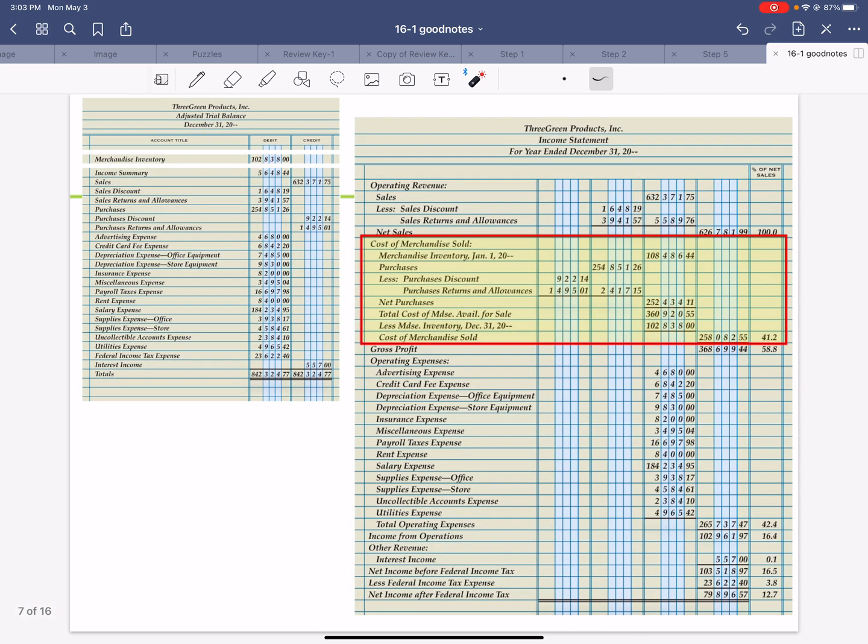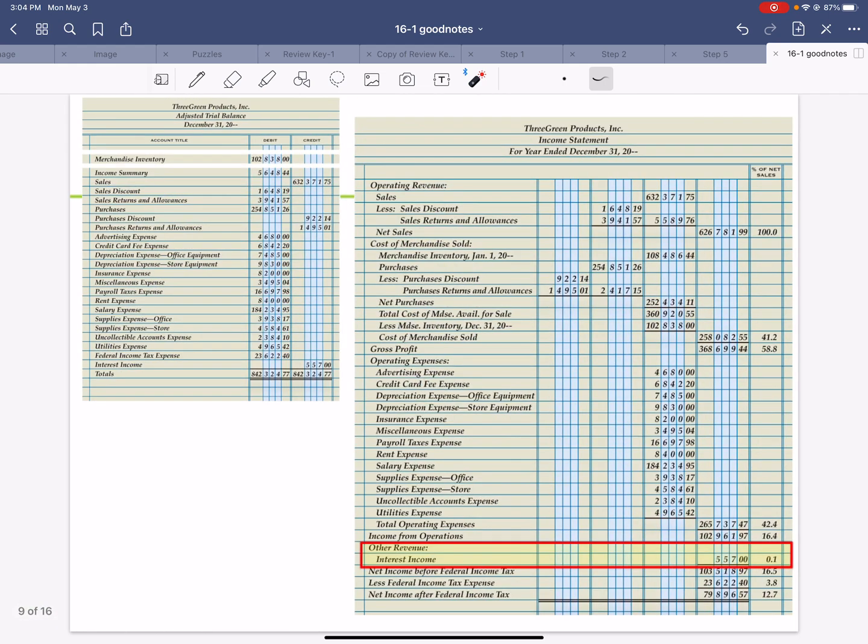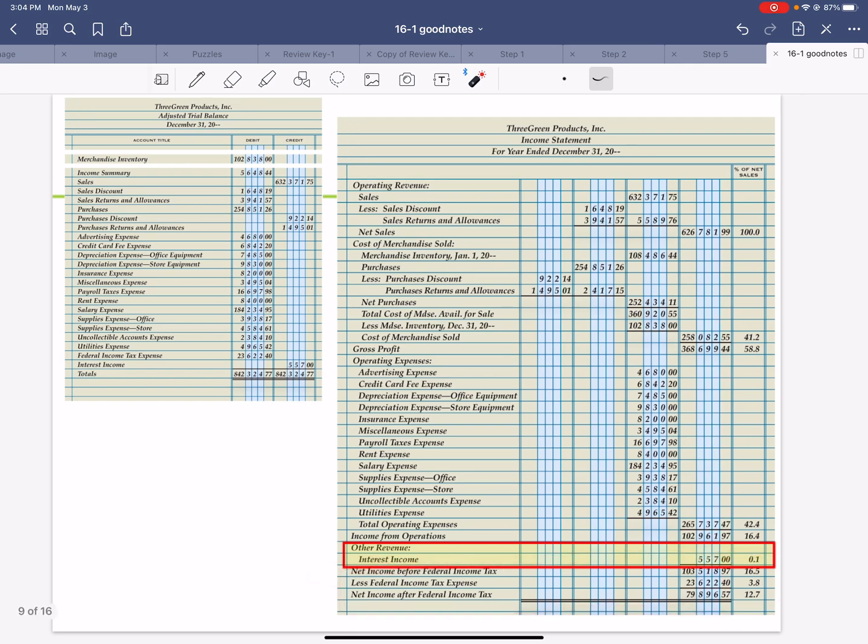The second section is our cost of merchandise sold section. It includes not only the beginning and ending inventory, but all your purchases you've made and your discounts and your allowances. The third section is your operating expenses, which include all of your expenses. The fourth section is for other revenue, other than sales, the other sources of revenue that your business may have. After that, we will figure out our net income before taxes and after taxes.